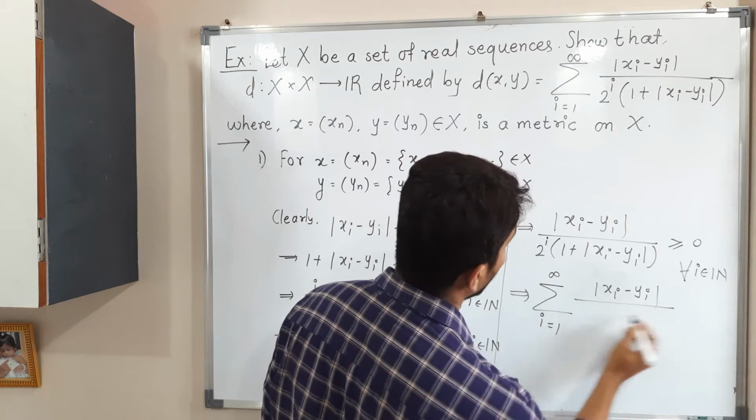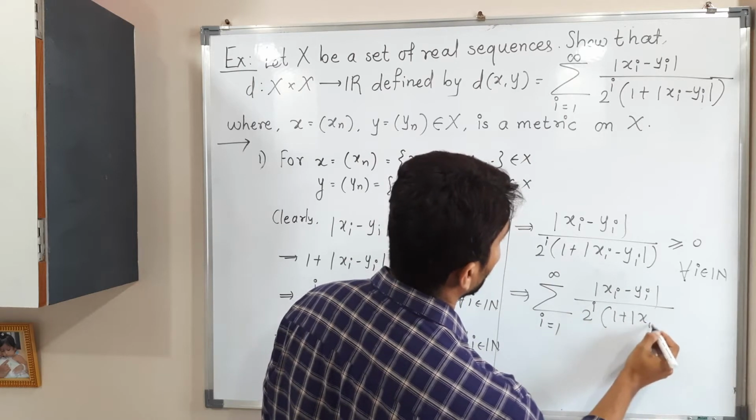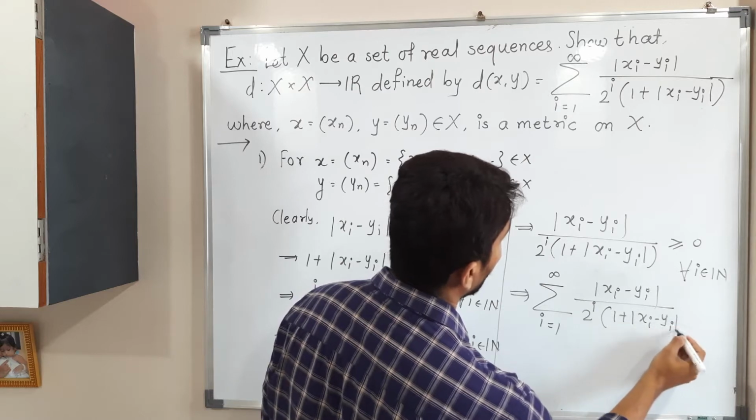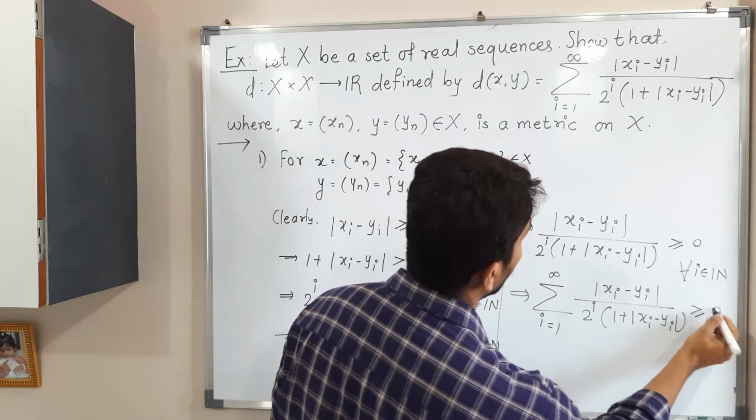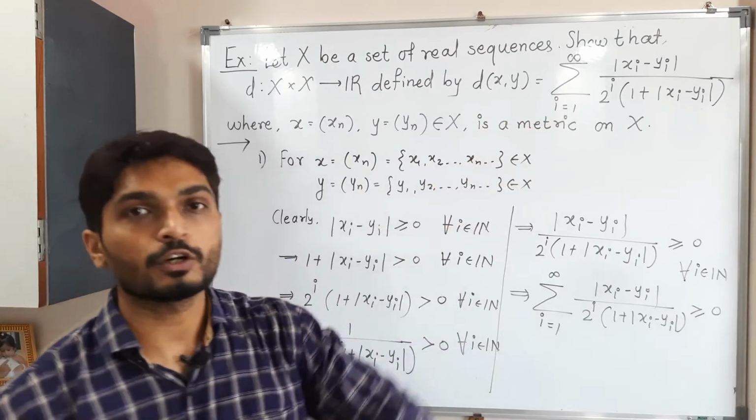See what I am writing simply. So 2 raised to i, 1 plus mod xi minus yi, so this is also greater than or equal to 0. Have you seen it anywhere? Yes, this is the definition of d.